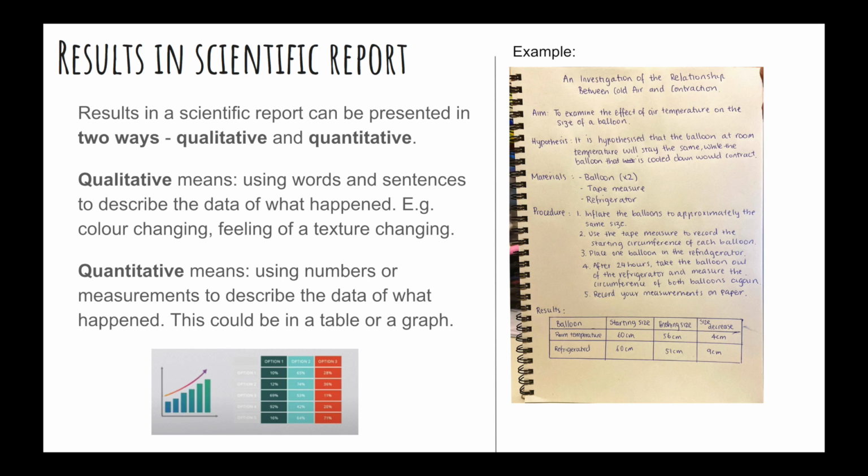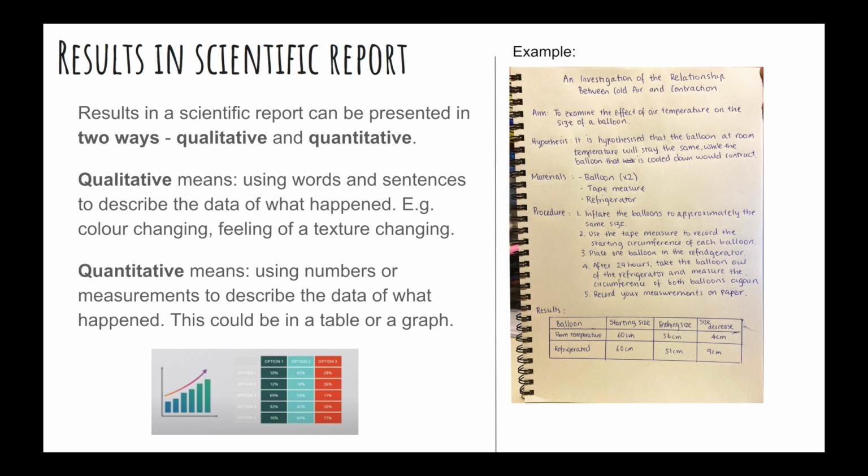On the right-hand side, you will see an example that I have written. It is an example of a scientific report on an experiment that I conducted using balloons and measuring the size of the balloons in width, so the circumference, because it's a circle or a ball. As you can see and read through this scientific report up to the procedure, it sounds quite like a procedural text. So we would start with the aim.